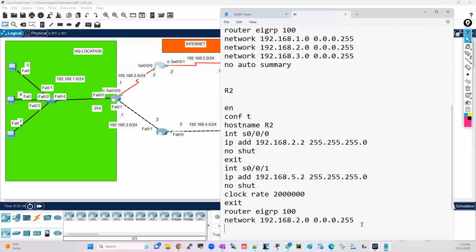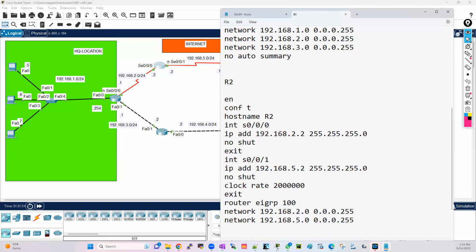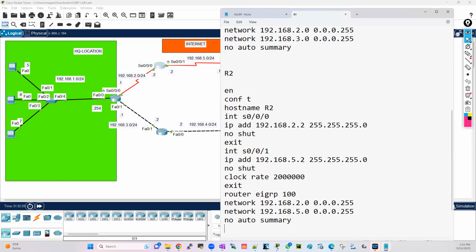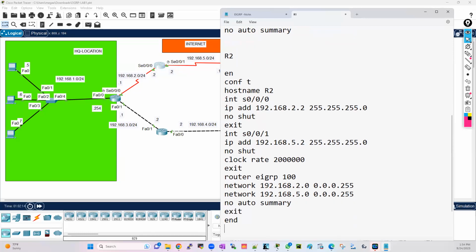The same thing applies to the second side. I copy it to save time, which is 5. We click enter, and then what again? No auto-summary, auto summarization. So exit. Once we do this, we copy it and then we paste.